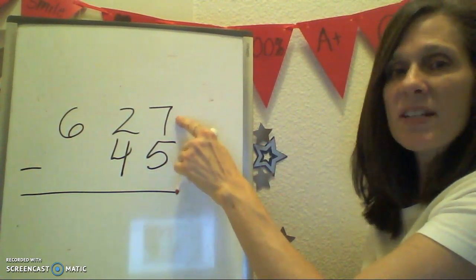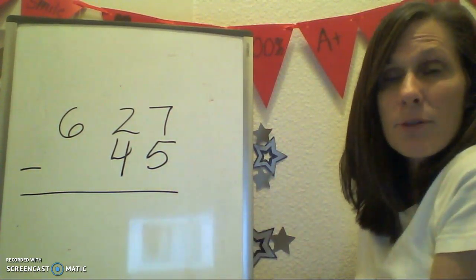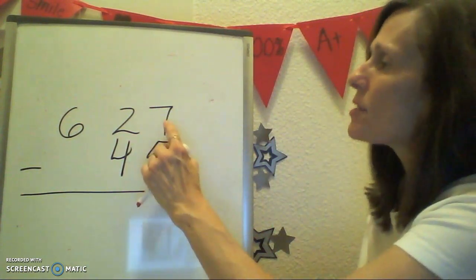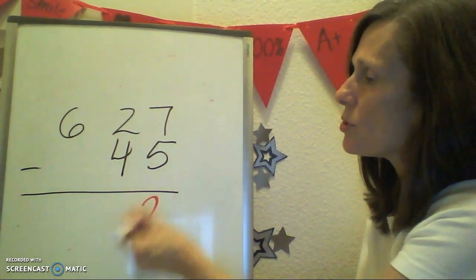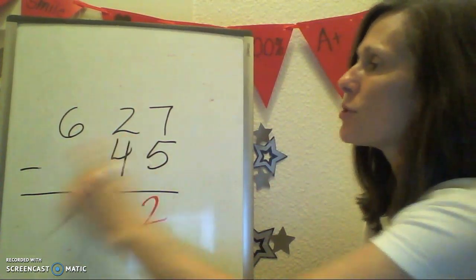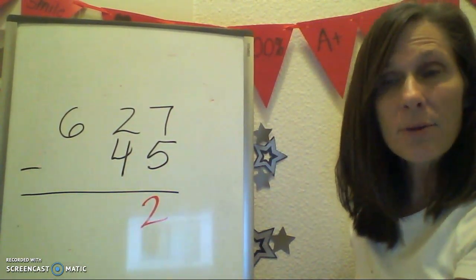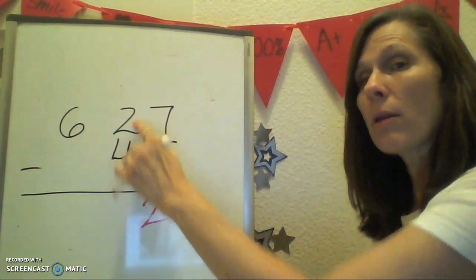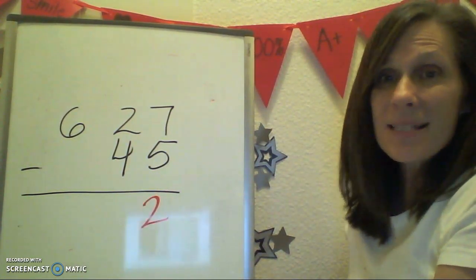So when there's more on the top, no need to stop. You just keep on subtracting. So 7 take away 5 equals 2. Now I move to my tens place. Here I go. 2 take away 4. Can I do that? Well, 2 is smaller than 4, so I can't subtract.